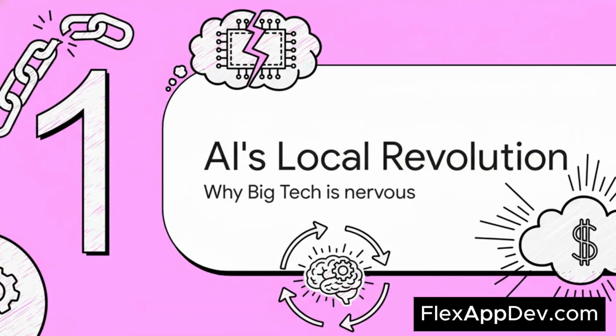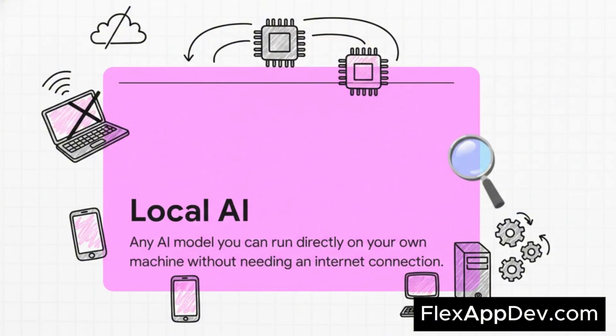Okay, let's start with the big picture, because this isn't just some techie thing for hobbyists. This is a fundamental shift that directly challenges the whole subscription model that's dominating AI right now. So when we say a local model, what are we even talking about? Well, it's simple. It's just an AI that runs entirely on your own hardware, your laptop, your desktop, maybe even your phone. Instead of your data going off to the cloud, all the thinking happens right there on your device.